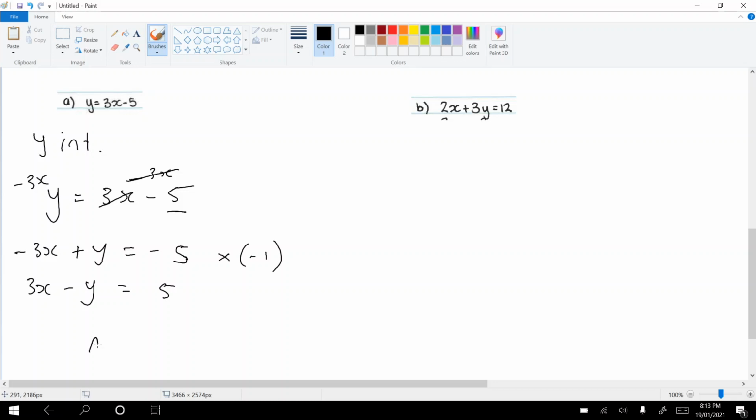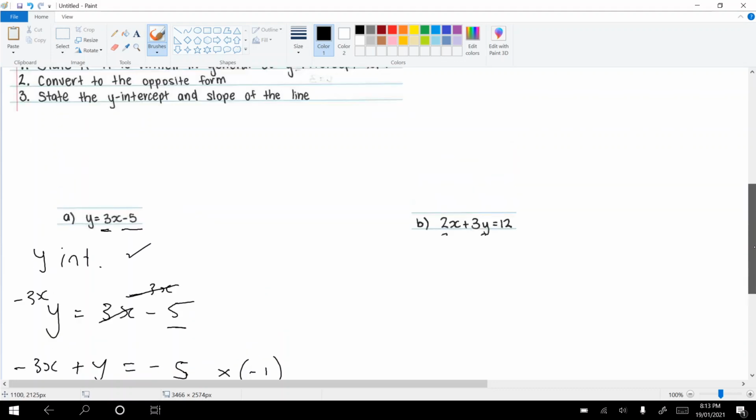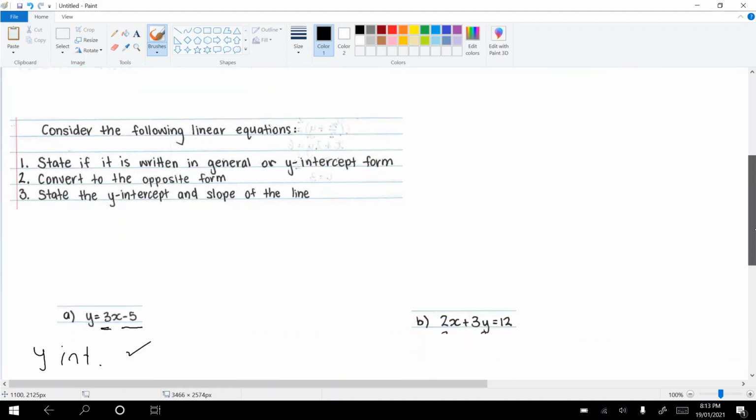So then the third part said state the y-intercept and the slope. So the slope is the coefficient of x, and we can see that that is 3. And the y-intercept, we use c to denote y-intercept, very intuitive, is the value of minus 5. Okay, that's this part hanging out here. So the equation y equals 3x take 5 is expressed in y-intercept form. We've converted it here to general form. That's the way of expressing it in general form. The slope is 3 and the y-intercept is minus 5. So we've satisfied all those things that it's asked us to do there.